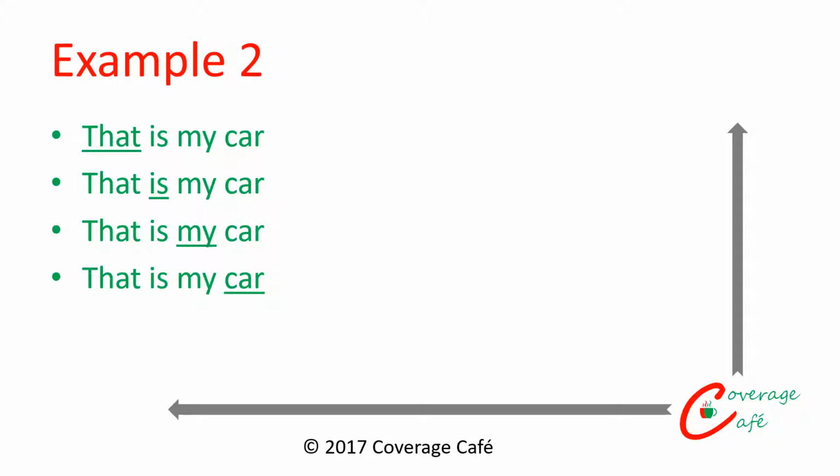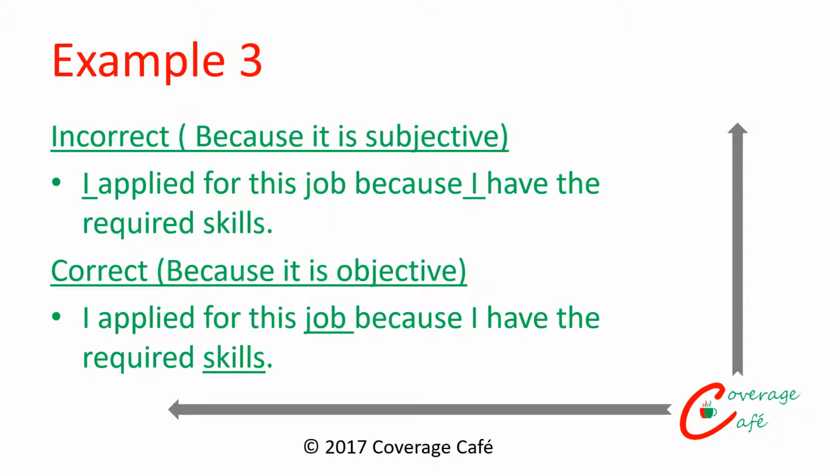So let's say you're in a job interview and you say, I applied for this job because I have the required skills. Here, by stressing on I, you're focusing on I, that is yourself. This may be unintentional. You may not know that you're doing that. But still, when you do that, the listener will get the impression that you're proud of yourself. And it becomes more of a subjective thing.